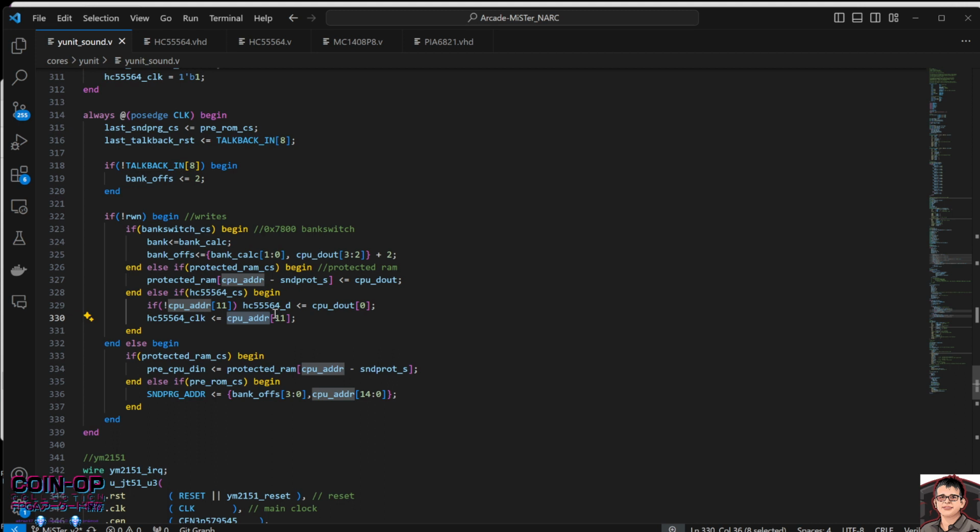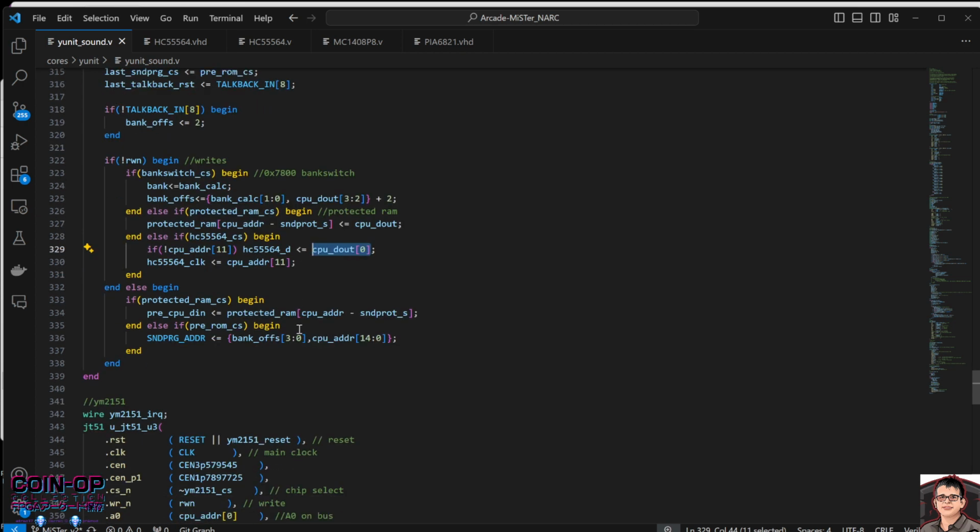But only when it's low does the data actually go into the CPU, or I'm sorry, not the CPU, the chip, the 55564. That's the only time when the data is sent from the CPU to the chip, and it's sent one bit at a time, as you can see. So it's very slow. Well, not very slow, but that's just the way it goes.